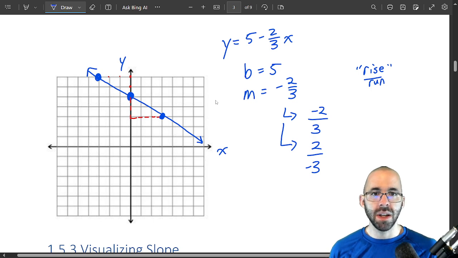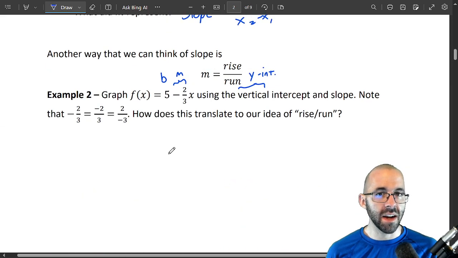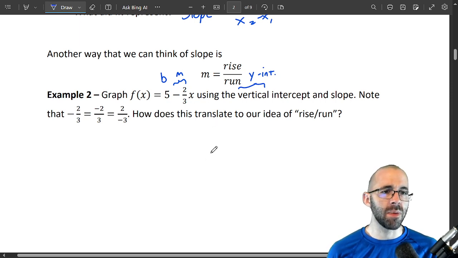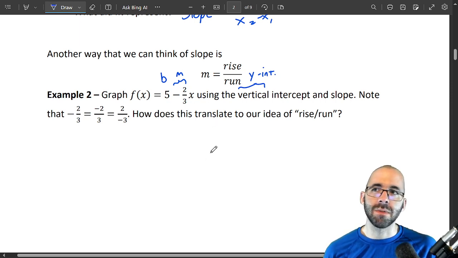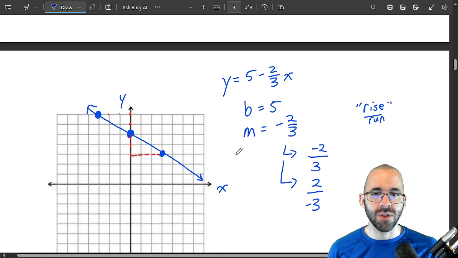y equals mx plus b, or b plus mx: the starting value and slope. This is usually quicker for a lot of people than the first method, but the first one is maybe a little safer, and the first one applies to any kind of function, not just lines. You have 2 different strategies.